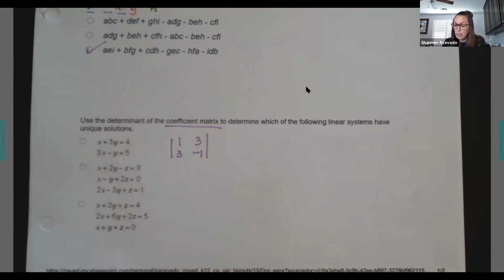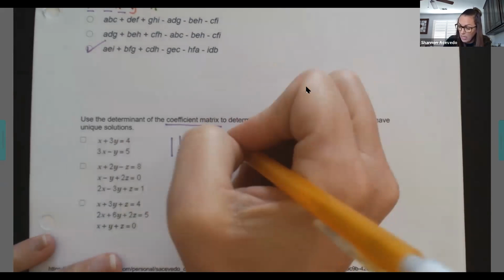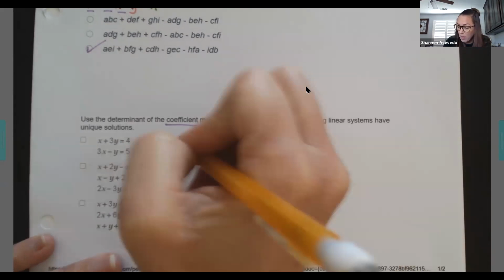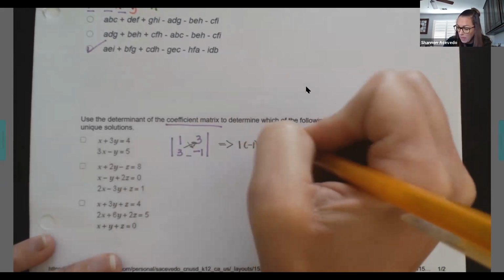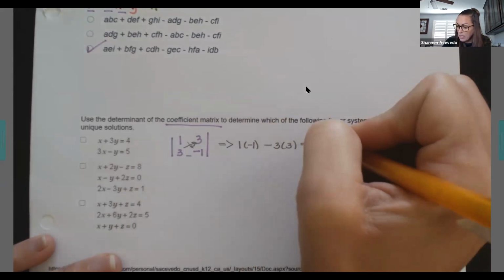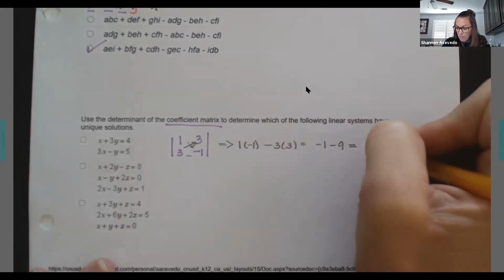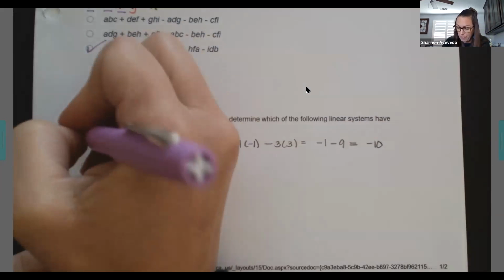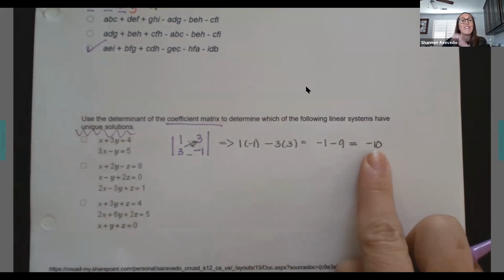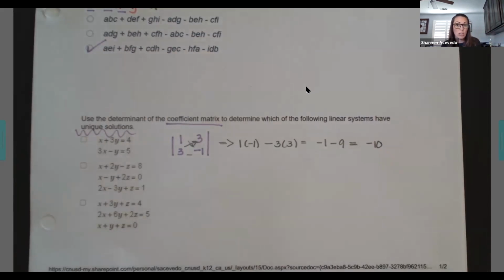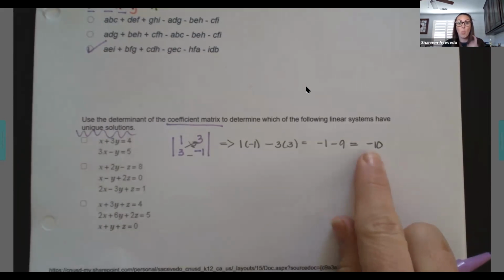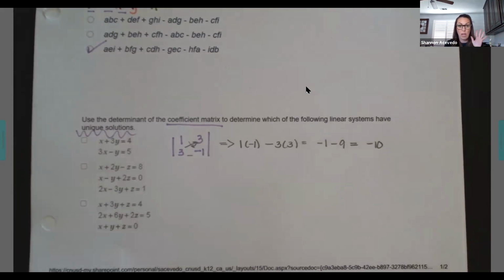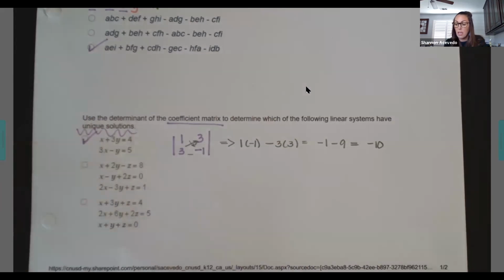I could go ahead and evaluate this; I don't need to plug it in the calculator. My determinant is going to be 1 times -1 minus 3 times 3. That gives me -1 minus 9, which is -10. As long as I get a value here, I have a unique solution, meaning one unique solution. If I get a value of 0, then we have either no solution or infinite solutions. It's not going to give me a unique solution there. So when I have a real number, I have one value for x and y. So this is going to be a unique solution.